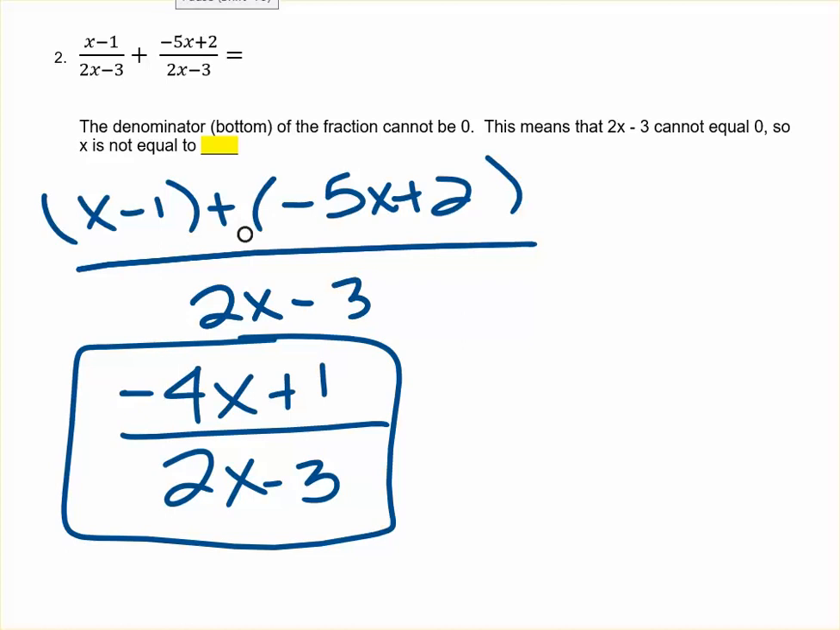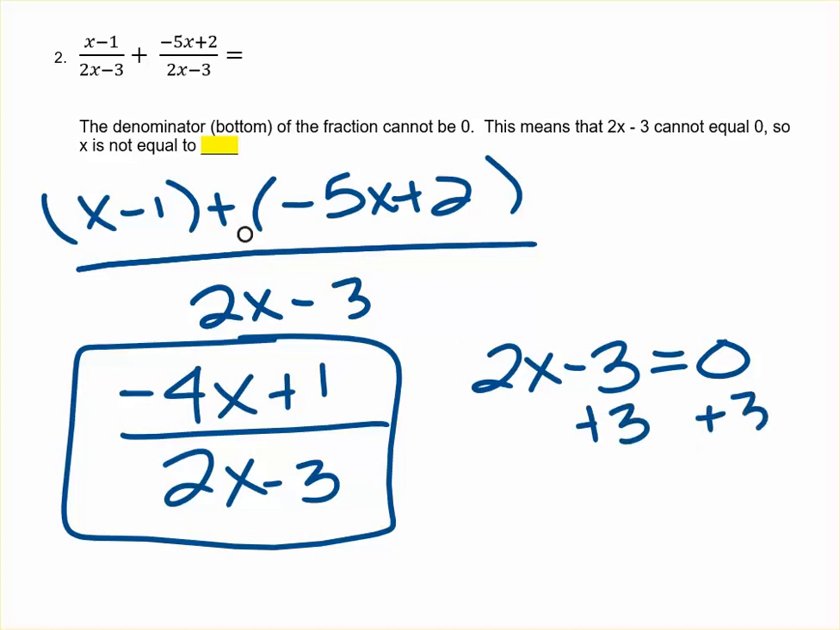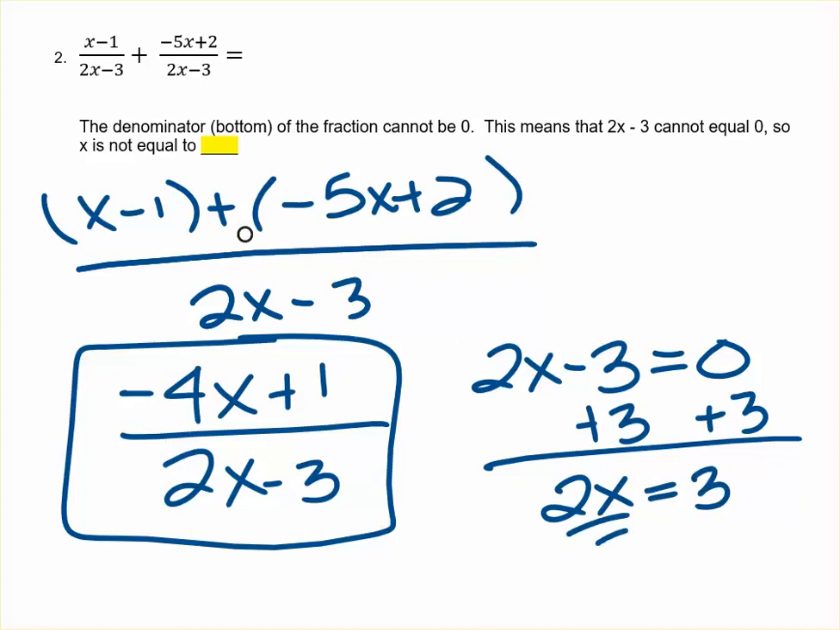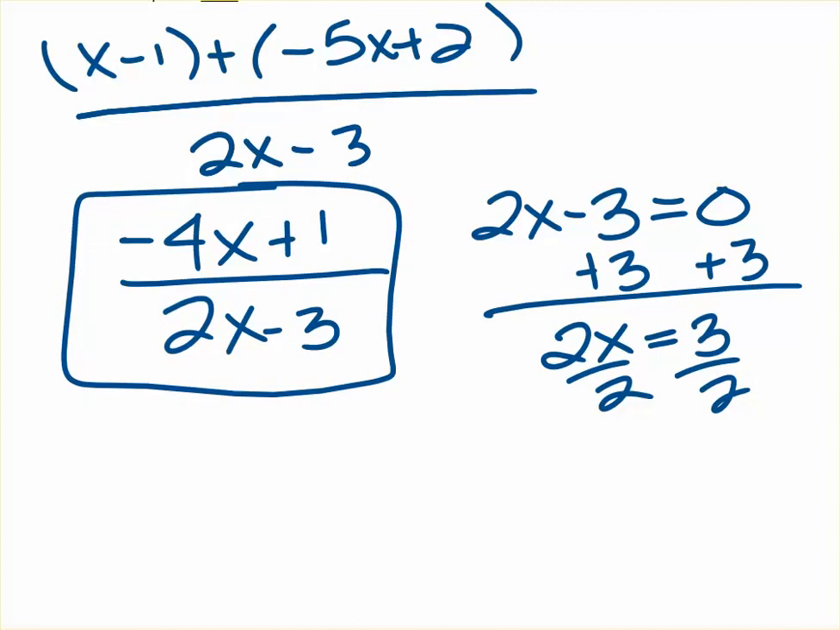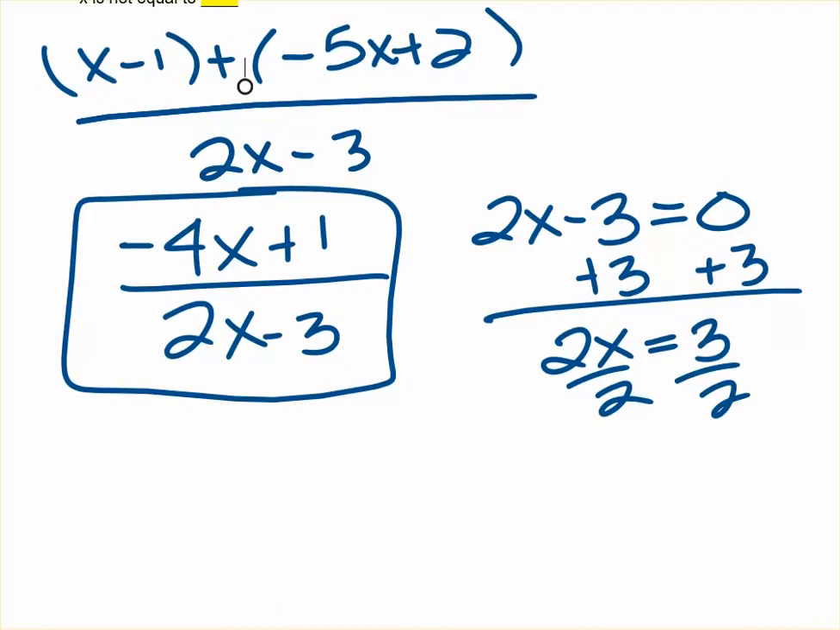Now remember, our bottom cannot equal 0. So 2x minus 3 cannot equal 0. What x value would make that happen? So I'm going to say 2x minus 3 equals 0. I would add 3 to both sides. So 2x equals 3. Divide both sides by 2. So when x is equal to 3 halves, our bottom would be 0. That's not allowed. So we're going to say that x cannot equal 3 halves, or 3 over 2.